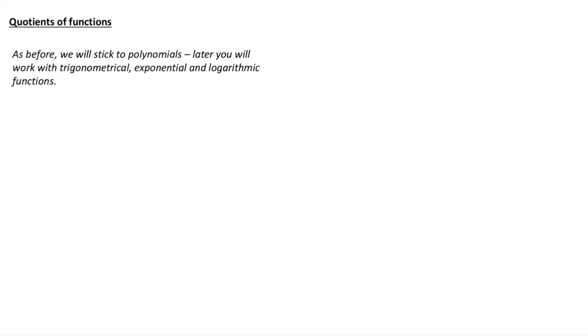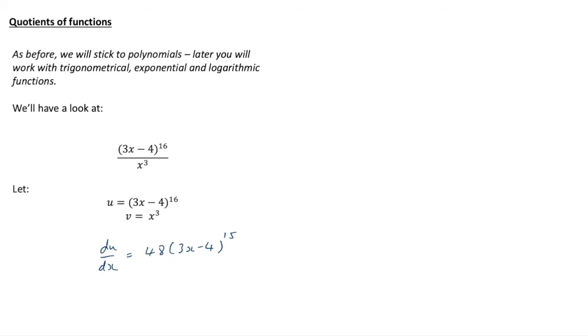So again, we're going to stick to polynomials, and you'll work with the other types of functions later. And we're going to look at (3x minus 4) to the power of 16 divided by x cubed. So first of all, we're going to say what our u and v are. So u is going to be the top of the fraction, of course, and v is going to be the bottom, or the x cubed. Now, we've already differentiated these, so we'll just put those in. So we've got du dx is 48 times (3x minus 4) to the 15, and dv by dx is 3x squared.